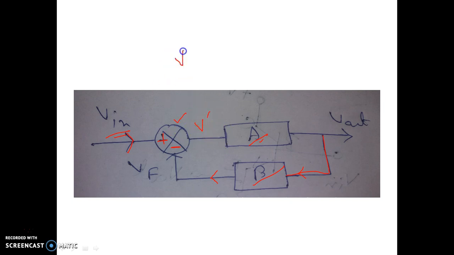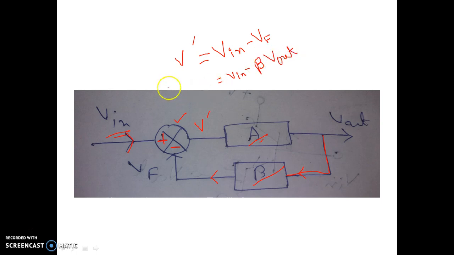So basically what we can get, V dash equal to V in minus VF, the original input voltage minus the feedback voltage. So that is equal to V in minus, see carefully, what is the feedback voltage? The output voltage is the input of the feedback network, and the feedback voltage is the output of the feedback network. So basically VF equal to V out into beta, so this is beta into V out.